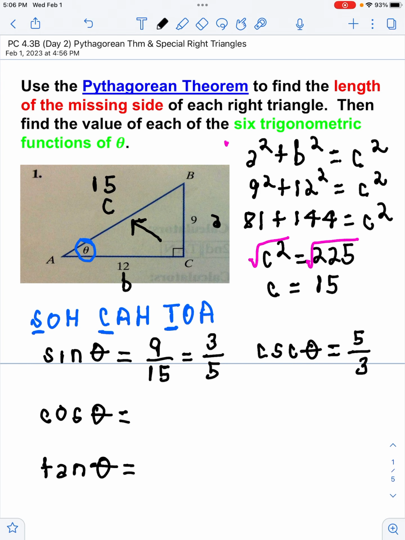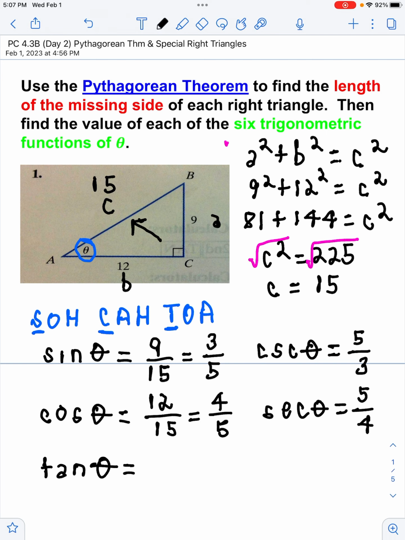So then we'll find the cosine. The cosine is the adjacent side over the hypotenuse, and the adjacent side always forms the angle with the hypotenuse. So in our diagram, that's the side labeled as 12 over the hypotenuse of 15, and when we reduce by dividing both the numerator and denominator by 3, we get 4/5, and that helps us to understand the secant, which is the reciprocal, would be 5/4.